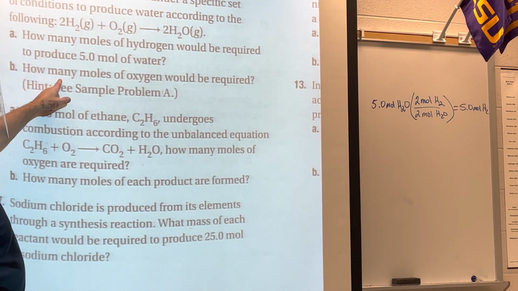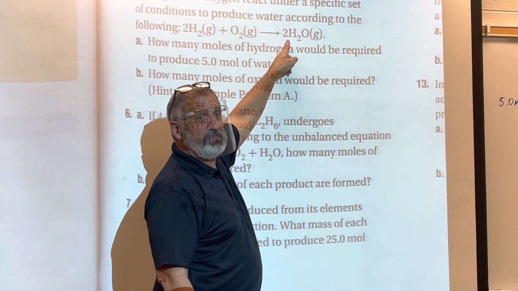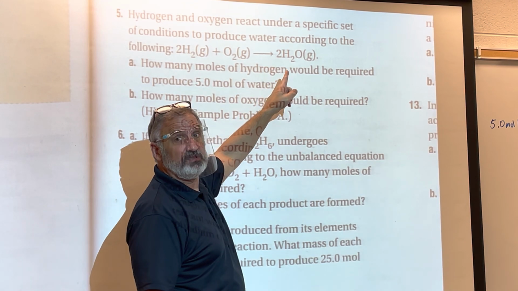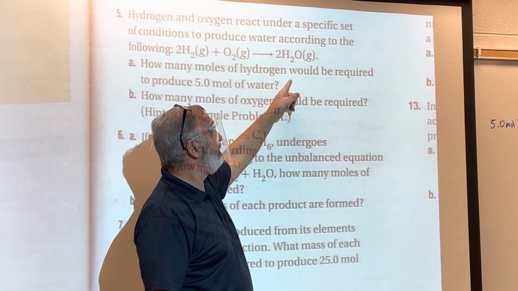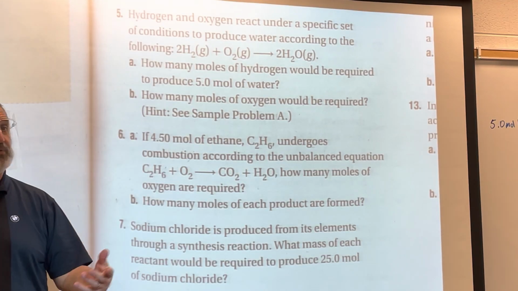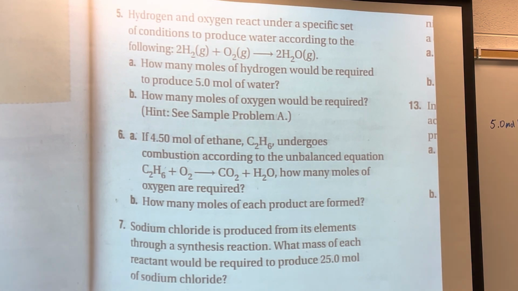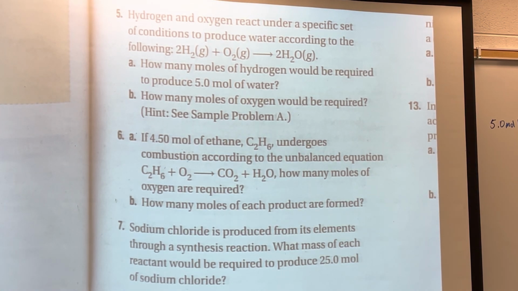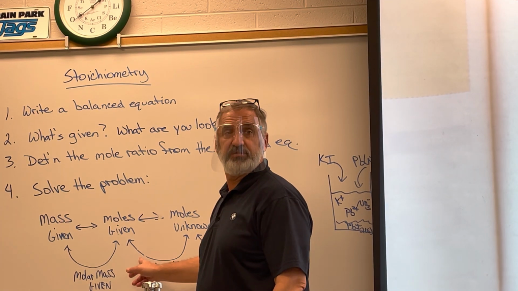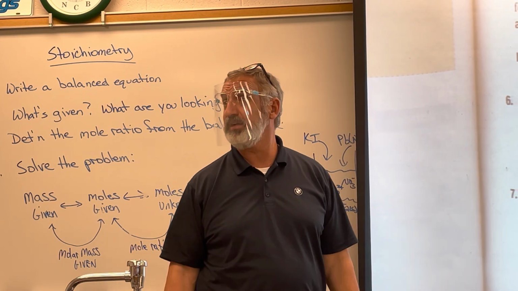So, how many moles of oxygen would be required? Well, we're still again making 5 moles. Right? What's the mole ratio? 1 to 2. So to make 5 moles of water, how many moles of oxygen do I need? 2.5. Okay? So mole to mole problems are just this mole ratio. Okay? Just the mole ratio. And that's always from the balanced equation. That's why you have to have a balanced equation.